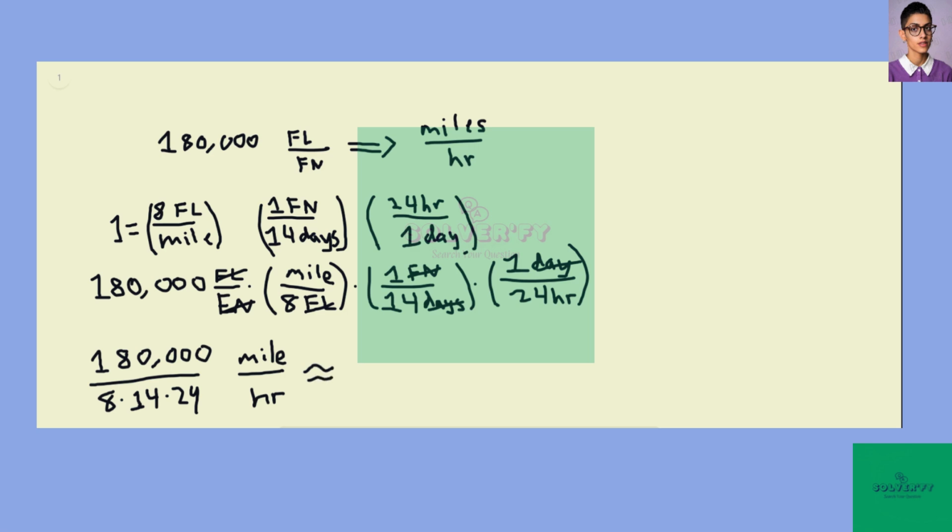This ends up being approximately 67 miles an hour. So if you're ever stuck in the backwoods of this exotic island, this foreign land, and you read a sign that says 180,000 furlongs per fortnight, just know, keep your speed under 67 miles an hour.